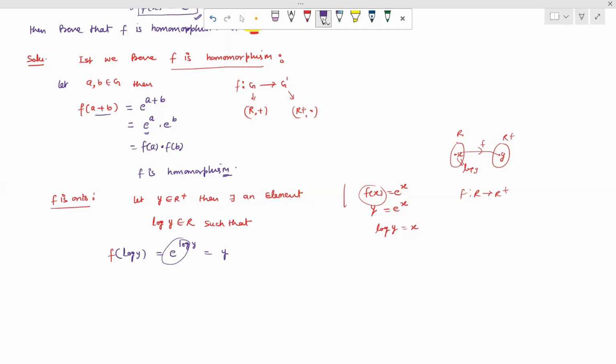So it is clear that f is an onto function, because the image of the function is y, where y belongs to R plus. So f(log y) equals y, hence f is onto. That means every element has a pre-image. So f is onto. So we can say that the set of real numbers under addition is homomorphic onto G dash, the positive real numbers under multiplication.